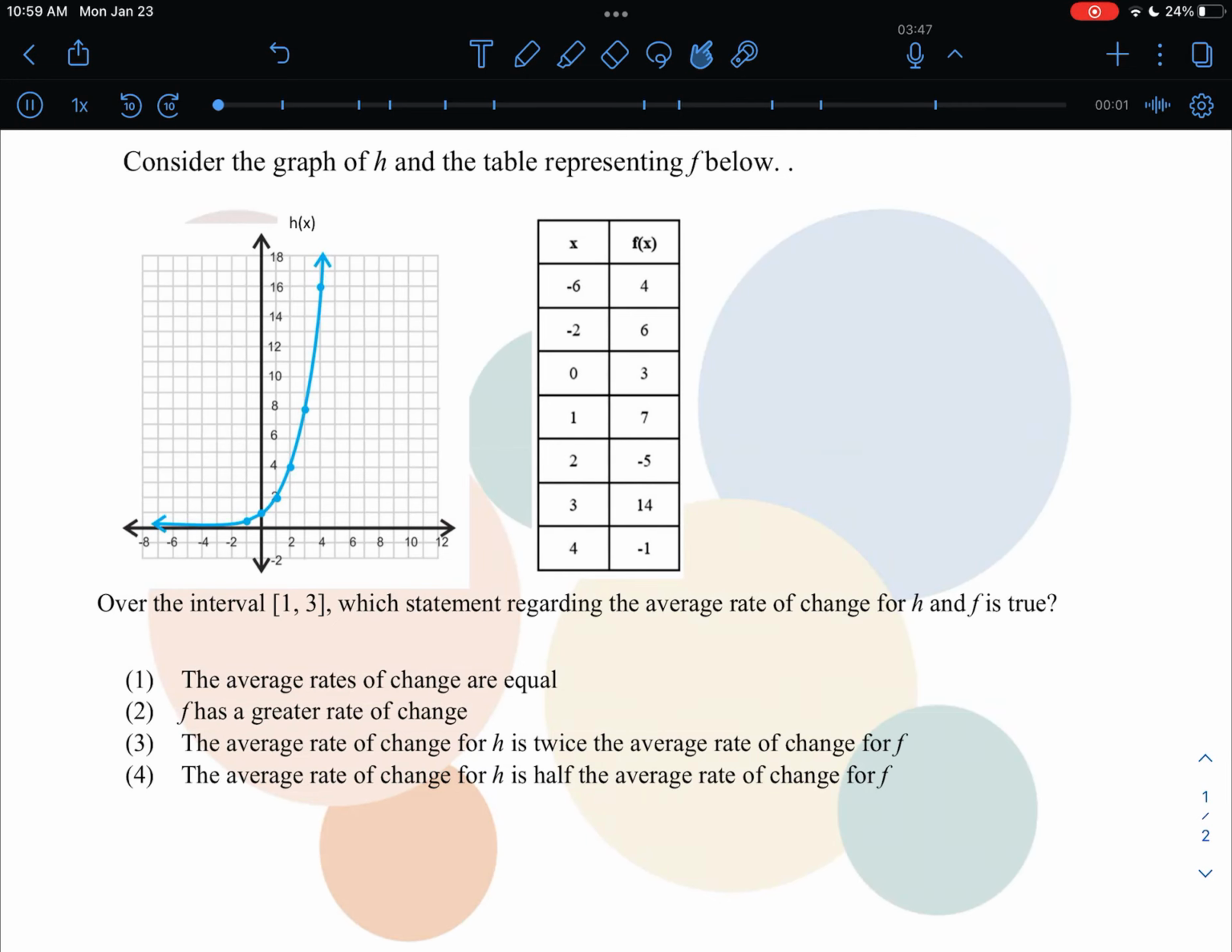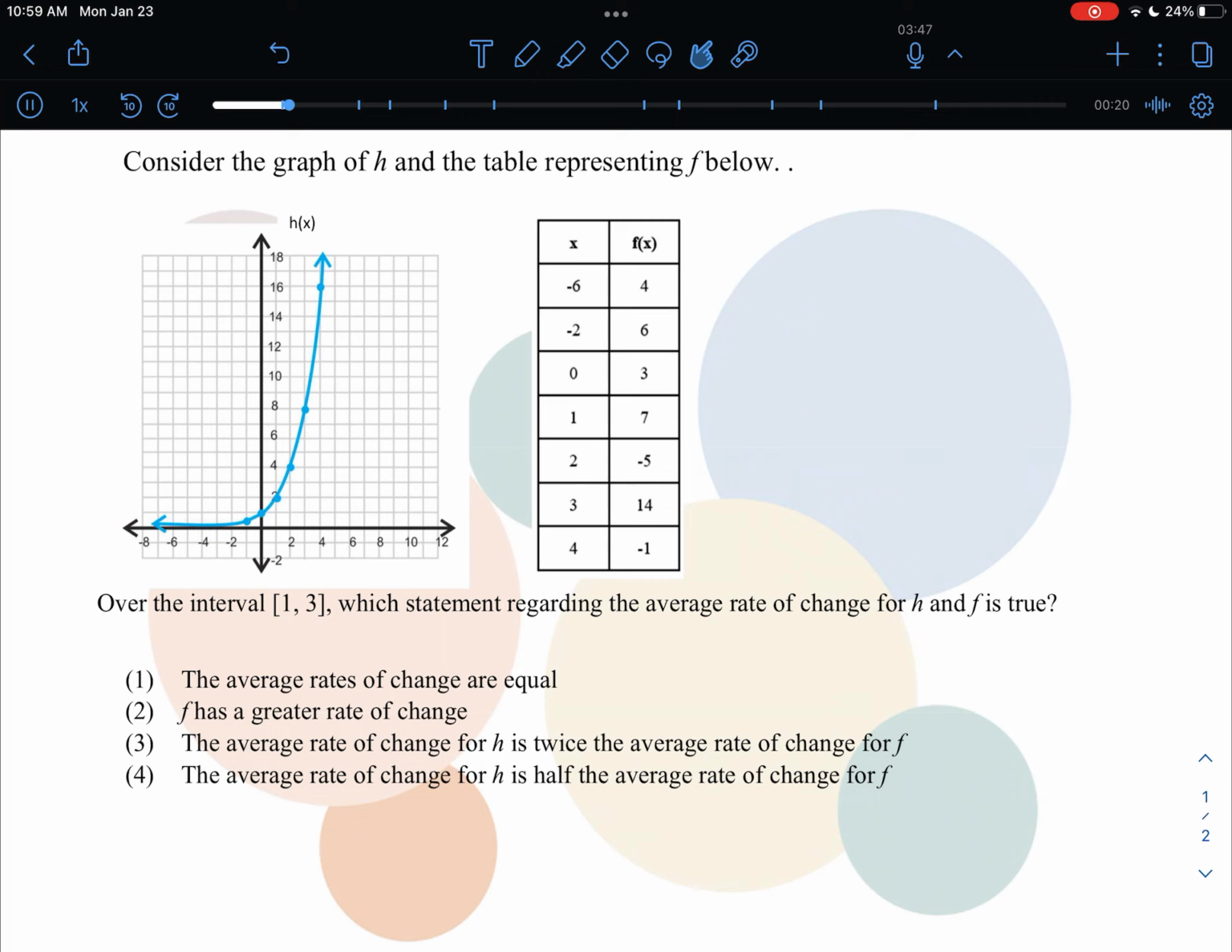It's time for another Algebra 2 Regents quick question walkthrough, and this one says, consider the graph of H and the table representing F below. Over the interval [1, 3], which statement regarding the average rate of change for H and F is true?